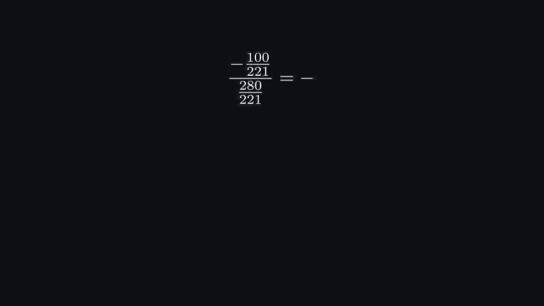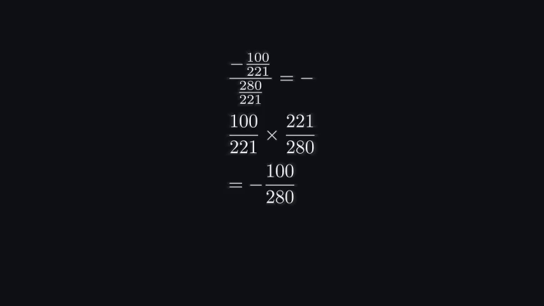Minus 100 over 221 over 280 over 221 equals minus 100 over 221 times 221 over 280. So this simplifies to equals minus 100 over 280, which simplifies to equals minus 10 over 28.